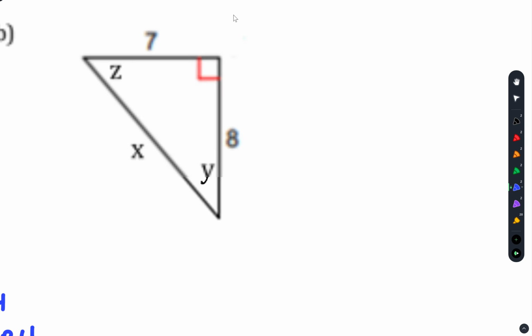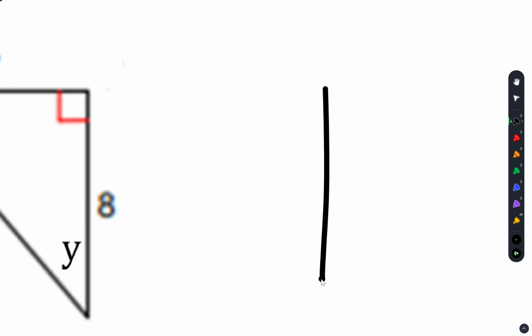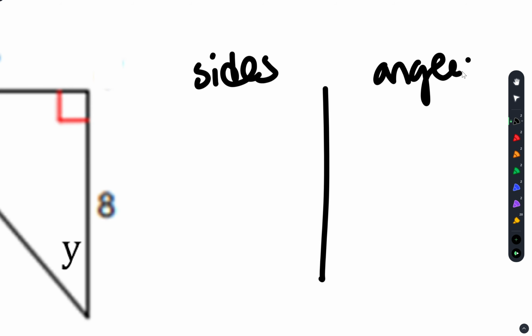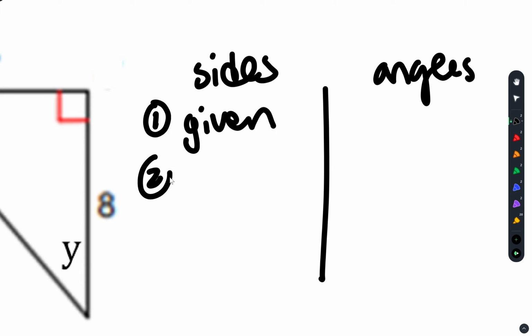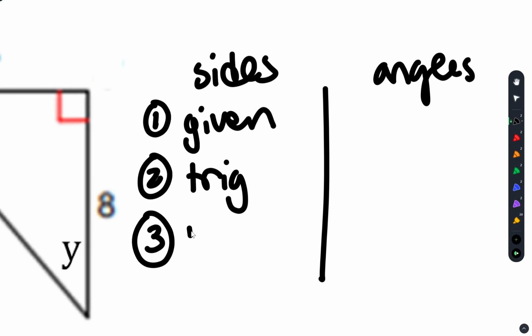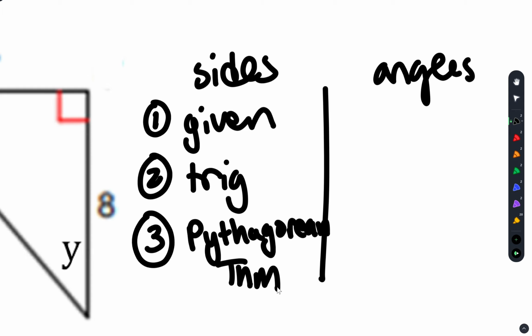I'm not going to make us do this one again, but I just need to recap how we find sides and angles. Sides: your first side should probably be given to you. You should probably have at least one side. The second side, you're going to need to use regular trig, sine, cosine, tangent. Once you have two sides, you should not have to do trig again. You should just use Pythagorean theorem. Good?